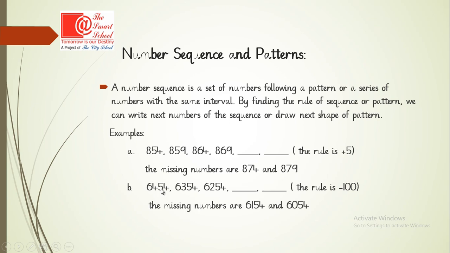Now here the next sequence is 6,454, 6,354, 6,254. Yes, it is going backward or down, or becoming decreasing. So the rule is -100, and the missing numbers are 6,154 and 6,054. Yes, very good. Now few more examples.